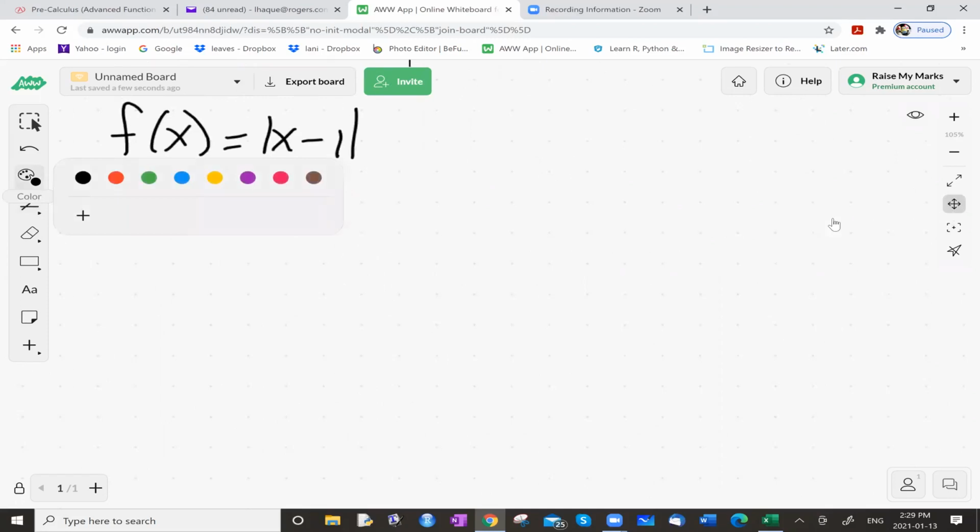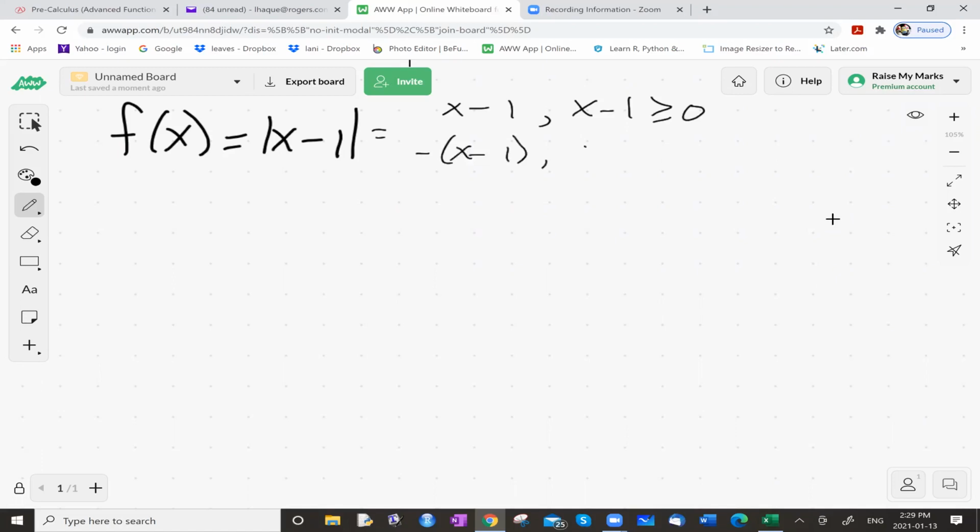Okay, so here we have f of x equals absolute value of x minus 1. So what does that look like? It's a function, so it equals x minus 1 when x minus 1 is greater than or equal to 0, and negative of x minus 1 when x minus 1 is less than 0. Okay, so let's simplify this a little bit. So the function equals x minus 1 when x is greater than or equal to 1, and negative x plus 1 when x is less than 1.